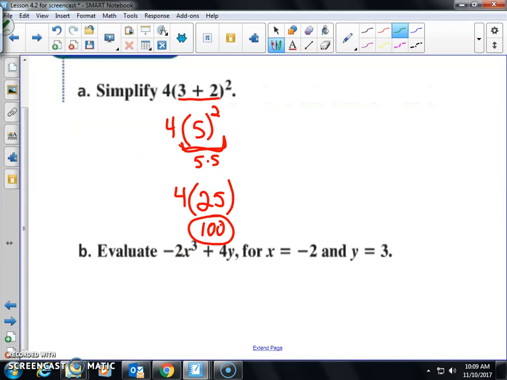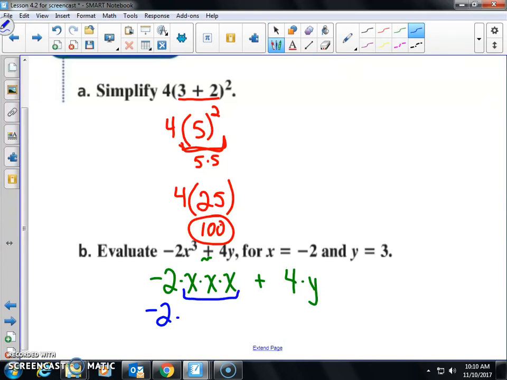All right, evaluate. Remember, evaluate means change the letters into numbers. I want to look at each one of these. First, it means negative 2 times x to the 3rd. So times x times x times x. 4y, I know means 4 times y. There's a plus sign right here. I'm going to bring that in along. Let's see. Negative 2 times x times x times x. Well, each x turns into a negative 2.